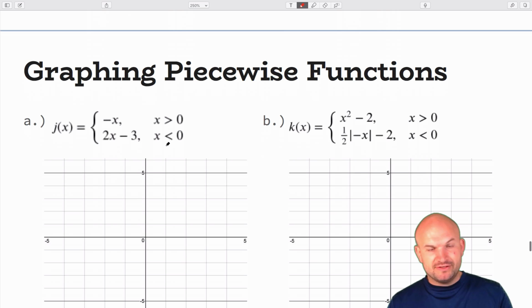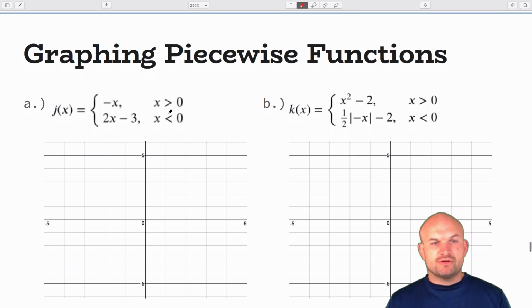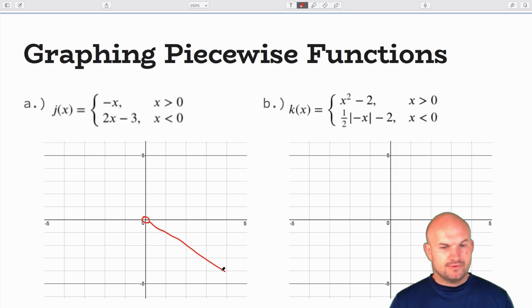Now, rather than graphing the whole graph, since we've already kind of practiced that, I'm just going to go ahead and only graph it based on the domain restriction. So this is going to be x where it's greater than 0. So therefore, it's going to be an open circle. Negative x has a y-intercept here, and that's going to be going down here like that.